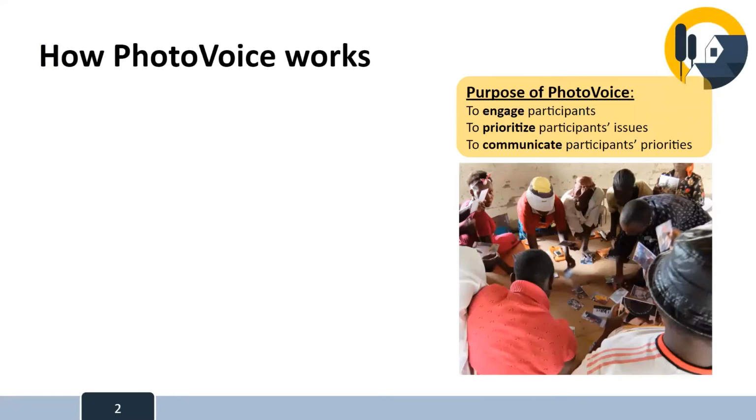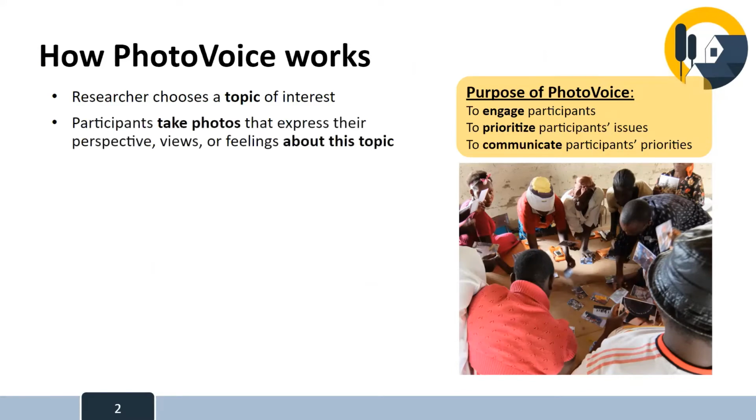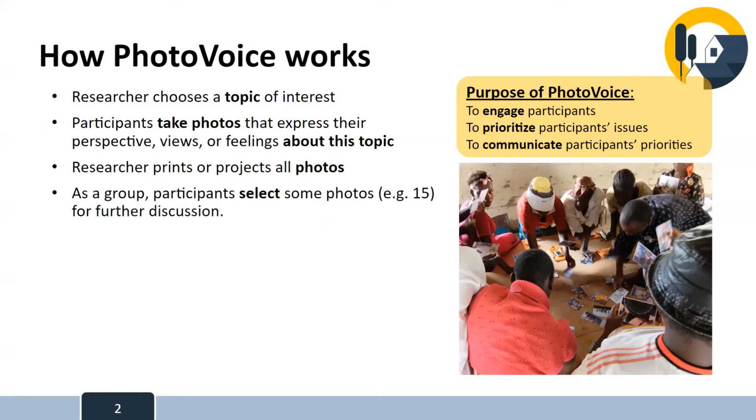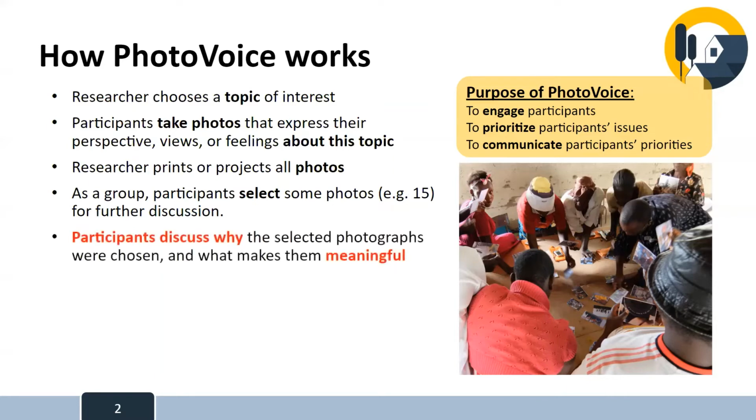The reason that we do Photo Voice is to engage participants, prioritize participant issues, and be able to communicate the priorities of participants to a broader audience. And the basic way it works is that the researcher chooses a topic of interest. Participants will take photos that express their perspectives, views, or feelings about this topic. The researcher will print or project all of the photos that are collected. And as a group, participants will select a few of the photos, let's say 10 to 20, for further discussion. And the participants will discuss why they selected their photographs and what makes those photographs meaningful.